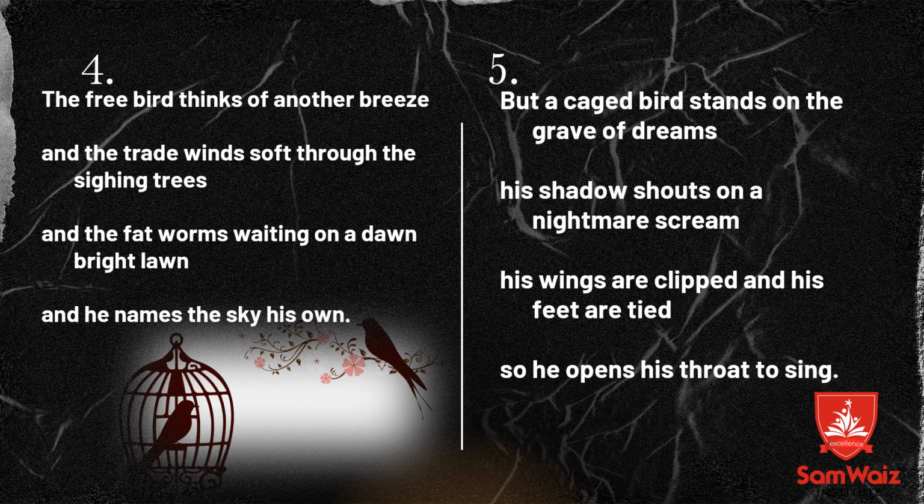Lingering on such hopes, and they don't seem to come actually. Now his shadow shouts on a nightmare scream. The shadow of the cage bird shouts. Now that tells you the complexion of this cage bird. All right, it's a black. It's a colored. The wings are clipped and his feet are tied.